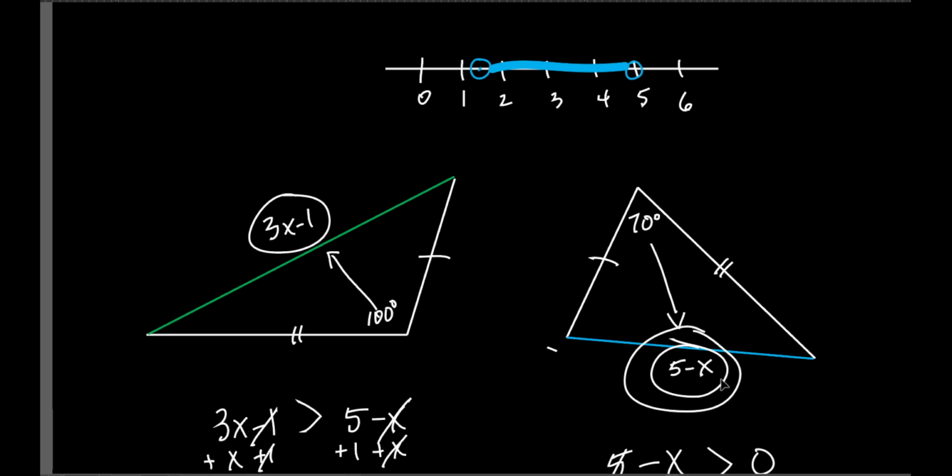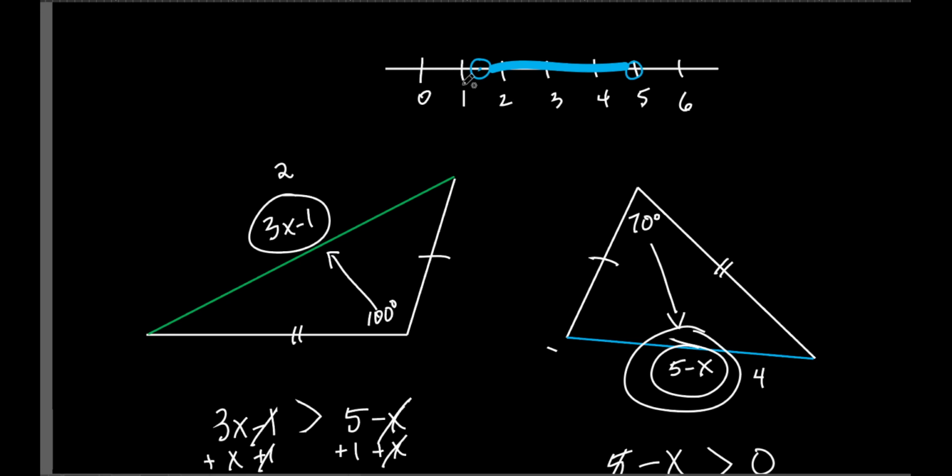Let's pick another number that's not between 1.5 and 5. Give me another number, an easy one. 1, that's a good one, because 1 is outside of this. Let's pick a 1. 3 times 1 is 3. 3 minus 1 is 2. Let's pick a 1 here. 5 minus 1 is what? 4. Is 2 bigger than 4? No, it's not. Okay, it's a length, but 2 is not bigger than 4. So does 1 work? No.